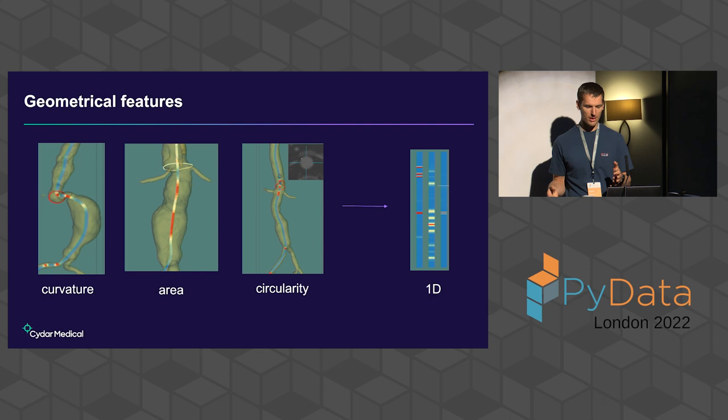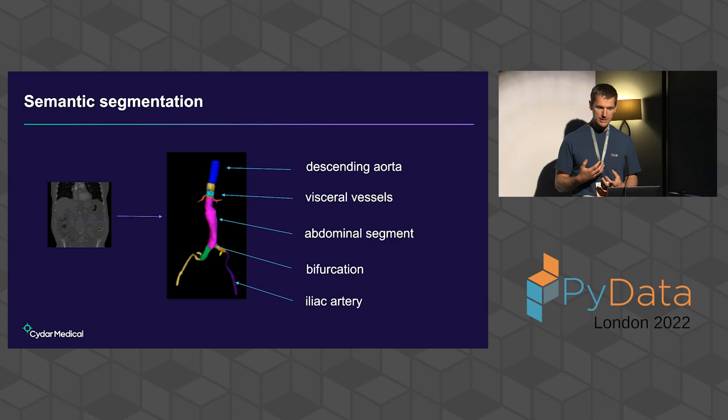But the remaining problem is that we need to align them, because CT scans are not standardized. Some of them end at the neck level, some would end at the lung level, and anything in between. So we trained another segmentation model, and this time a semantic segmentation one, where each label corresponds to a clinically defined segment of the aorta. So now we can align all of our patients' CT scans, say, with the anchor at the top of the abdominal segment of the aorta, or another segment of your choice.